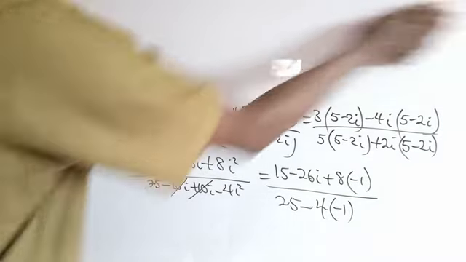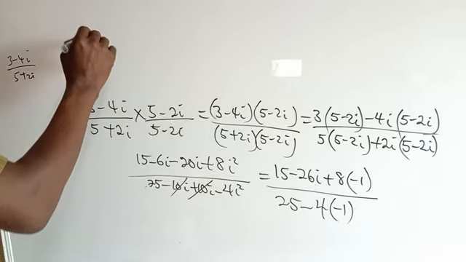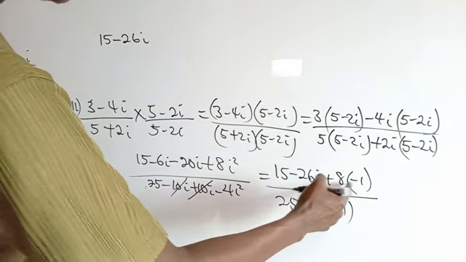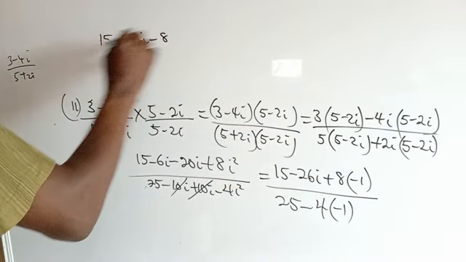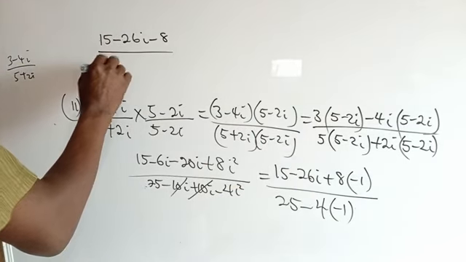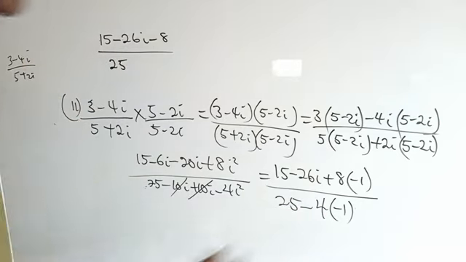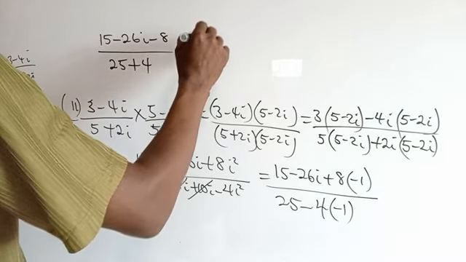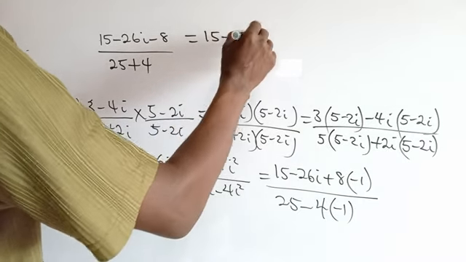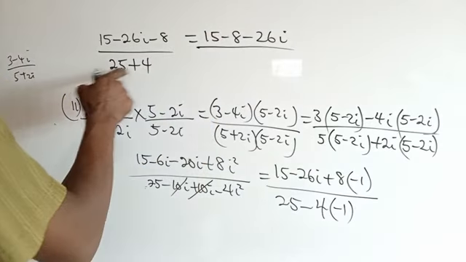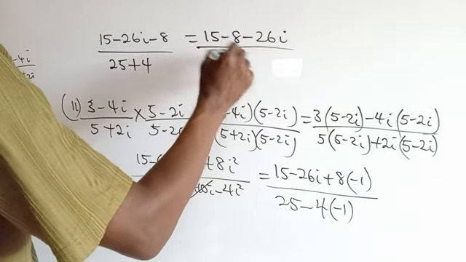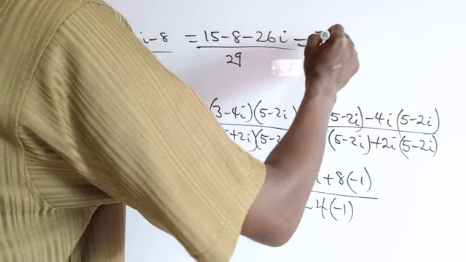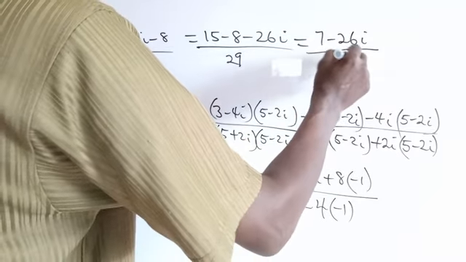So what next? Just simplify by collecting like terms. So we have 15 minus 26i, then plus 8 times minus 1, that's minus 8, all over 25 minus 4 times minus 1, plus 4. So that gives us what? Collect like terms, we have 15 minus 8, then minus 26i, all over 25 plus 4, that is 29. So that gives us 15 minus 8, that's 7 minus 26i, all over 29.